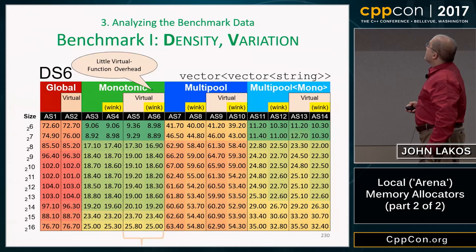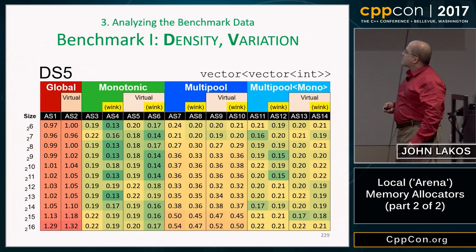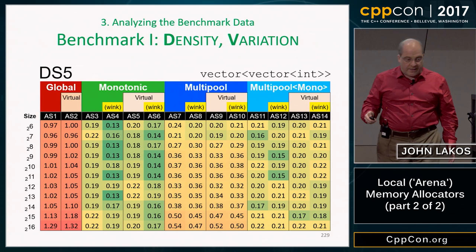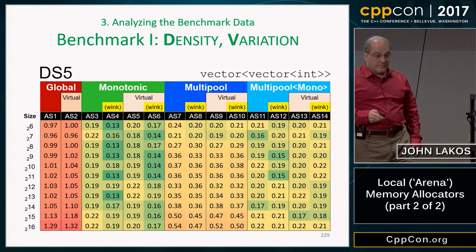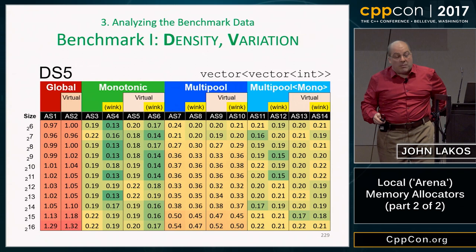Okay, so let's look at data set 6. There's little variation between them. The wink one is significantly better, or almost, than the other ones, but otherwise it's almost noise across the board except for the global one. So your point is we shouldn't use global, but otherwise we don't care? Otherwise the point is, that one seems to be the better one, but across the other types of allocators. Remember, vector of int is not as exciting. Vector of int is unexciting. Vector of string is somewhat exciting.